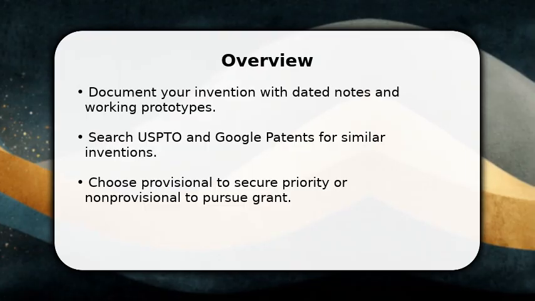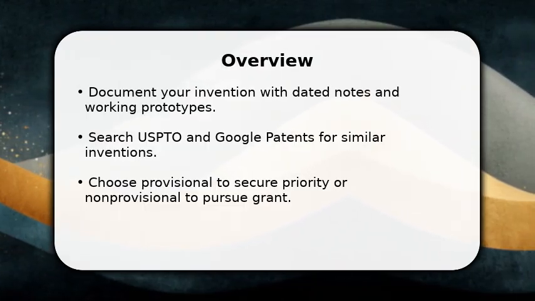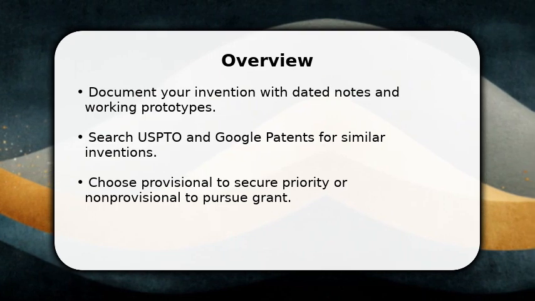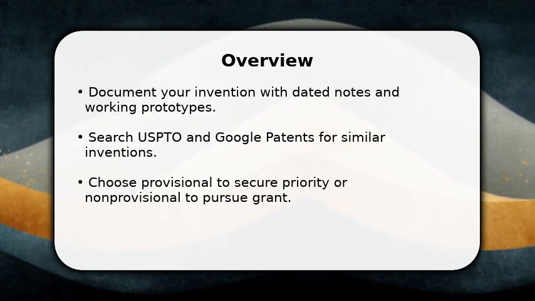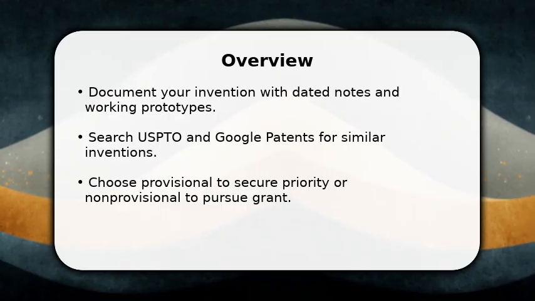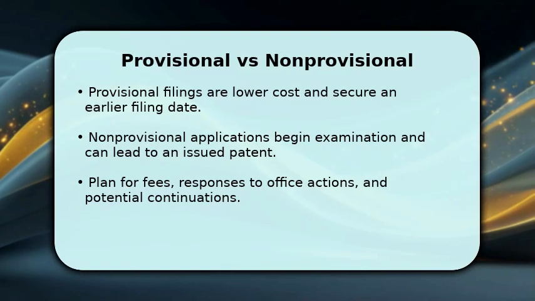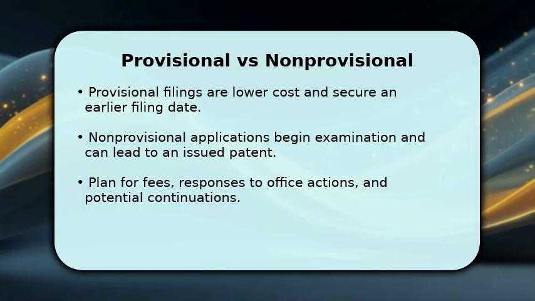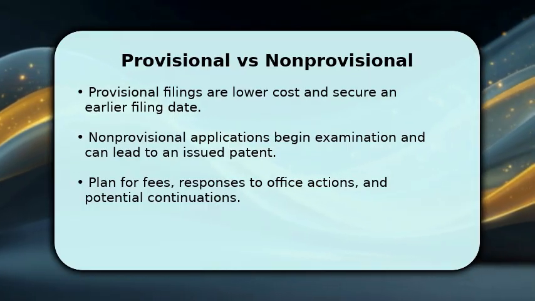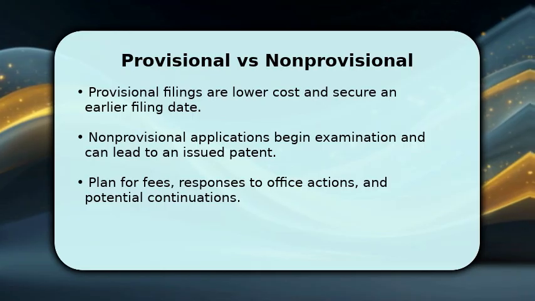File electronically with the USPTO, pay fees, and respond promptly to office actions to improve chances of allowance. Provisional applications are a lower-cost way to secure a filing date and buy 12 months while you refine the invention. They do not mature into patents without a later non-provisional filing.